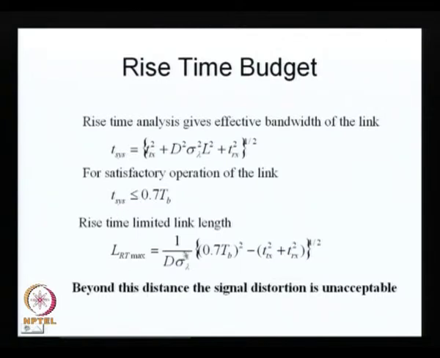Once I get that, then I can substitute for T system into this and invert this to find out what should be the maximum value of L to get that T system smaller than this quantity. So, if we do that, we get L rise time maximum length, that essentially is given by 1 upon the dispersion parameter, the spectral width of the source, and this quantity here.